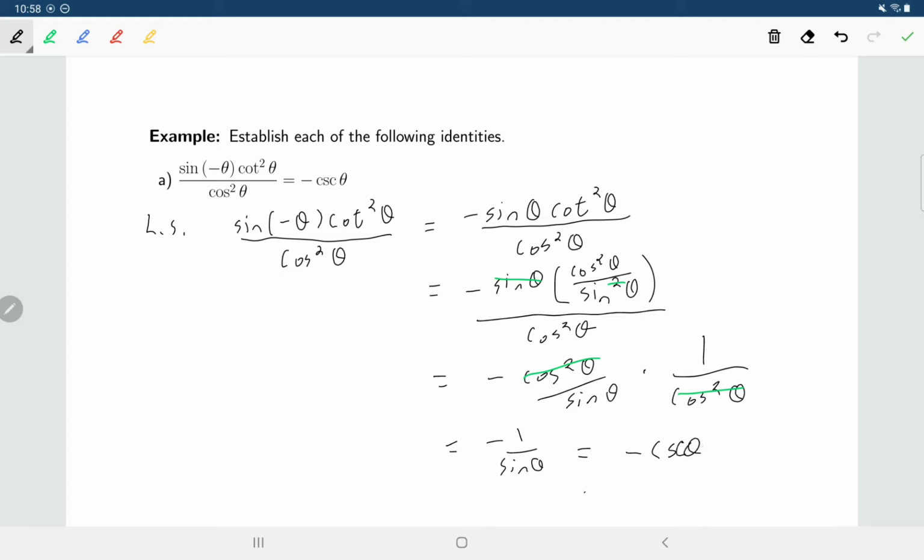So I've shown that the left side can be transformed into the right side. I started with the left side, and I applied identities one at a time, doing a little bit of algebra to simplify, and I showed that, yes, the left side could be rewritten as the right side. So that means that this is an identity. Anytime you see a negative cosecant theta, you could, if you felt like it, replace it with this expression, and it's equivalent.